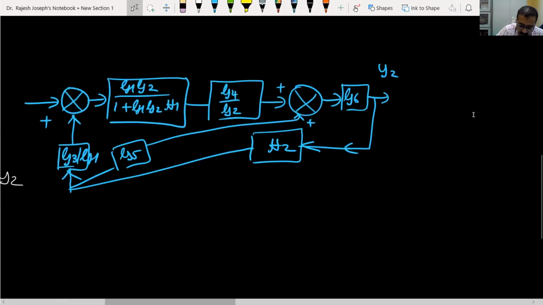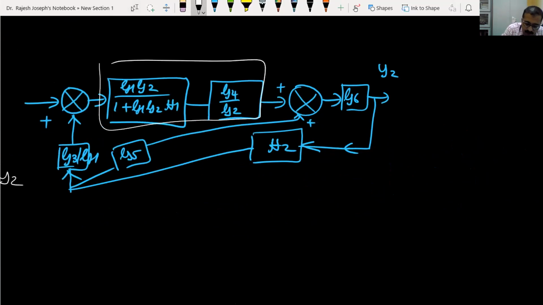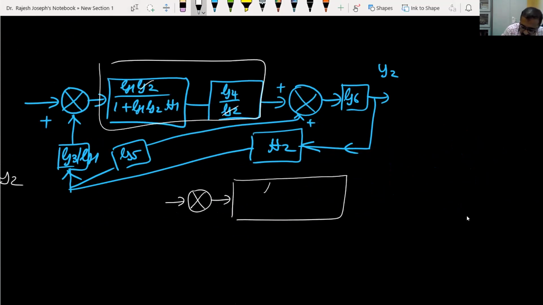You see these two blocks are in cascade. So I can simplify them. So in the next step, I can simply draw it like this, one block. So G2 and G2 gets cancelled. So here we have a simple transfer function: G1, G4 divided by 1 plus G1, G2, H1.